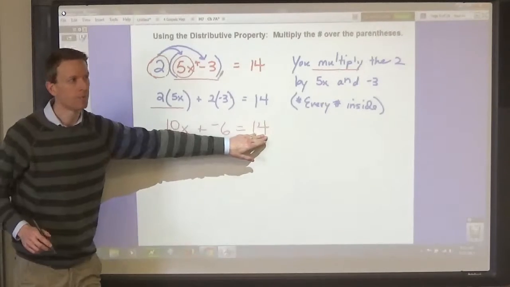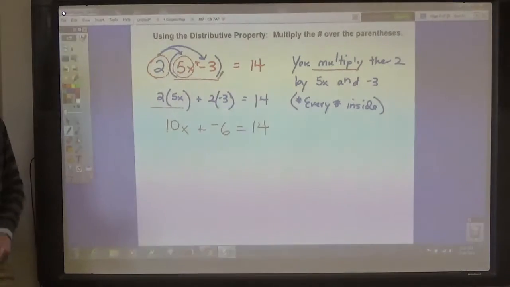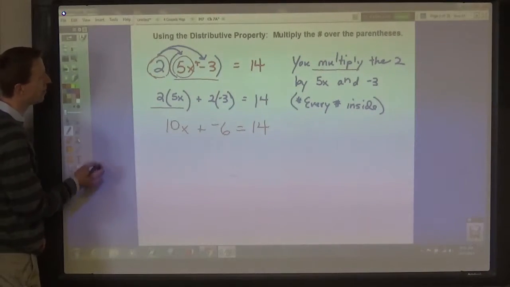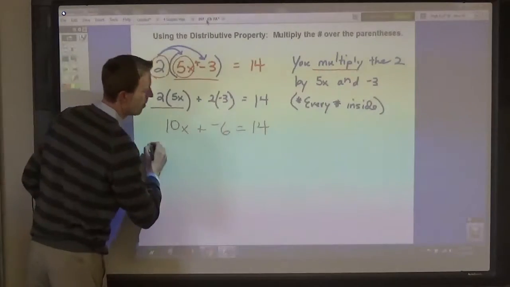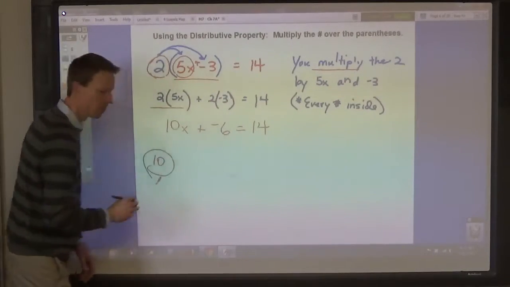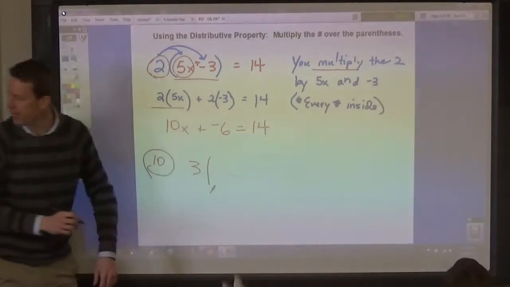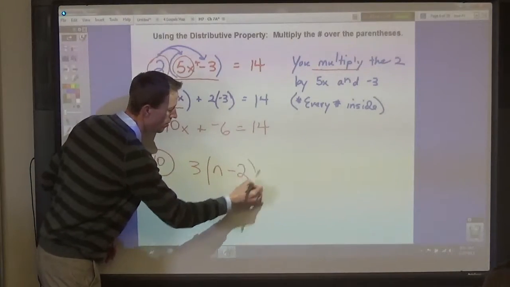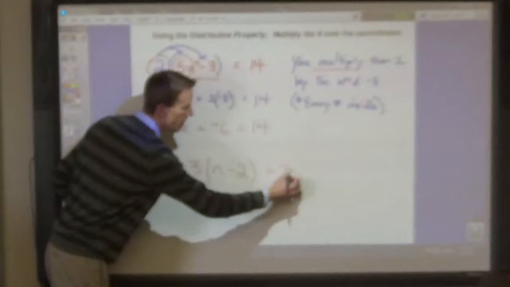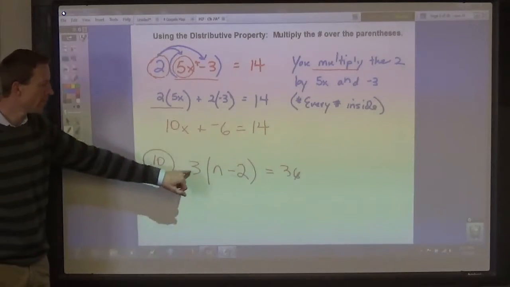All right? So, look at your book. Number 10, page 359. How would we simplify that one? Let's go back to that. We'll just write it right here. Number 10. The question is 3 times (n minus 2) equals 36. So how would we get rid of these parentheses?